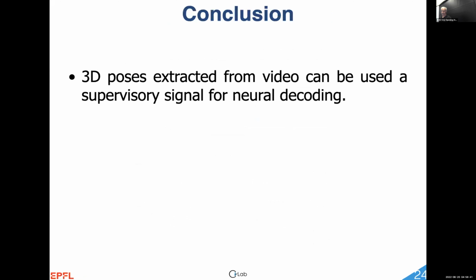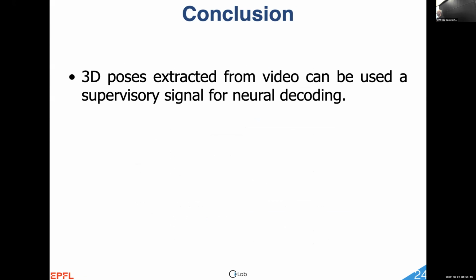So in conclusion, this is promising. It shows that 3D poses extracted from video can be used for unsupervised learning of neural representations. So that's good. As I said, it's promising, but it's not good enough yet. If you look carefully at the numbers, our numbers are better, but they are not out of this world. I'm aware of it. And why?